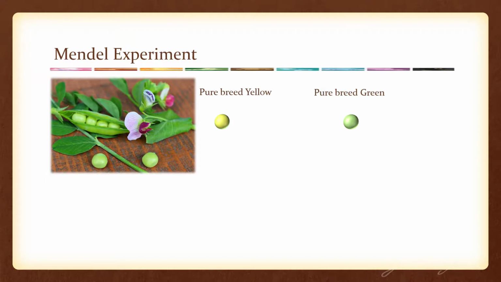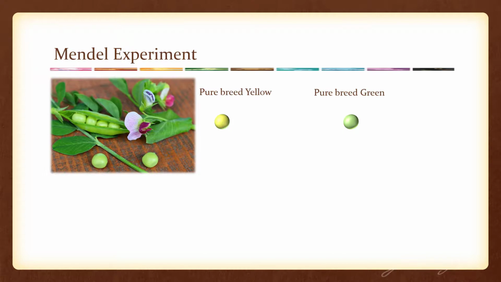Pure breed is a fancy way of saying that they are homozygous. But of course, during that time, we did not know what homologous chromosomes were, nor what homozygous meant. So we call them pure breed. So how do we get pure breed peas? Pure breed peas actually come from self-fertilization.